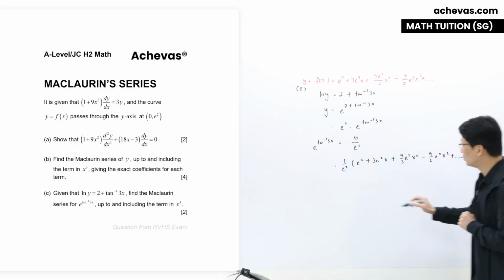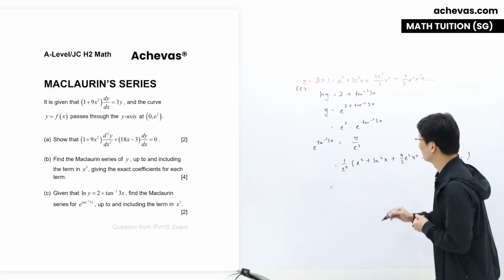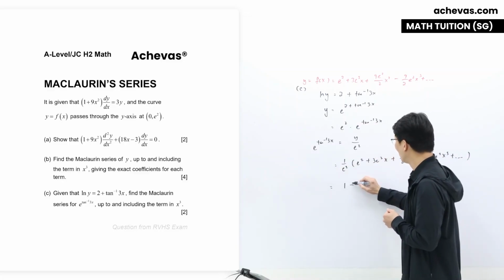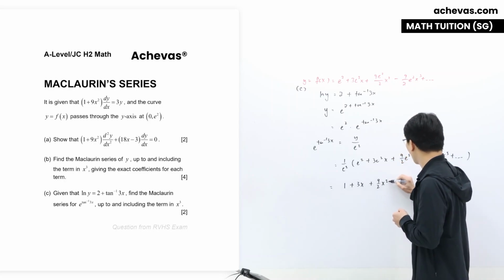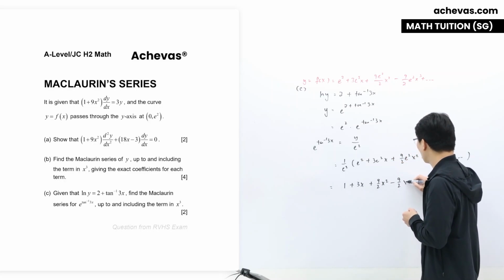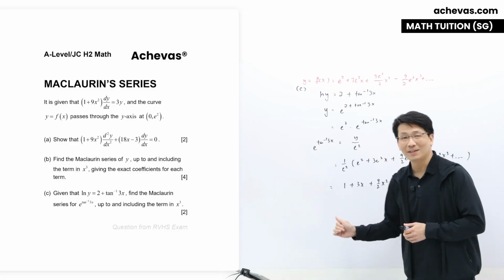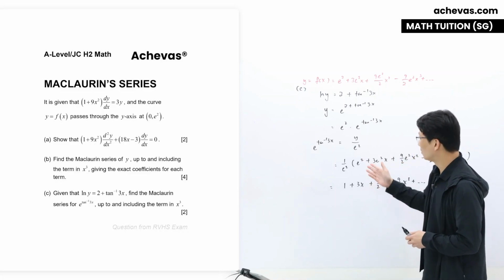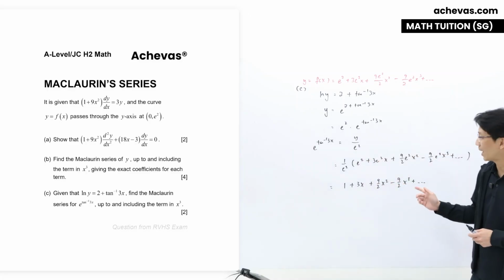Right, so what we need to do is simply multiply 1 over e squared into this expression. So we will have 1 plus 3x plus 9 over 2 x squared minus 9 over 2 x cubed plus dot dot dot. So actually, in fact, I already obtained this final expression for e to the power of tan inverse 3x, which is the required answer for my part C.